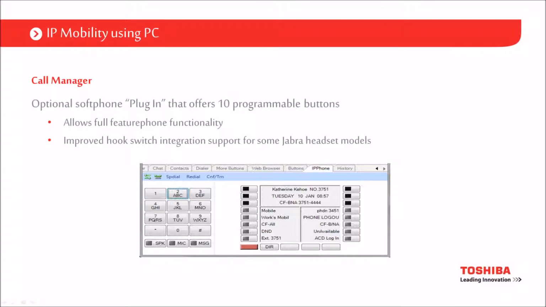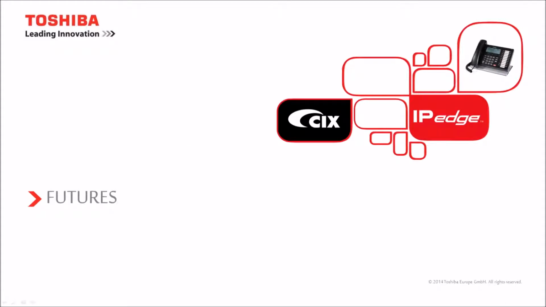You just need an endpoint on the system to do that. The other option is if you're running a PC, either a desk phone or a PC-based handset, you could actually run the soft phone on the PC and use Call Manager with the VoIP plugin that you can see there, which emulates a 10-button handset.